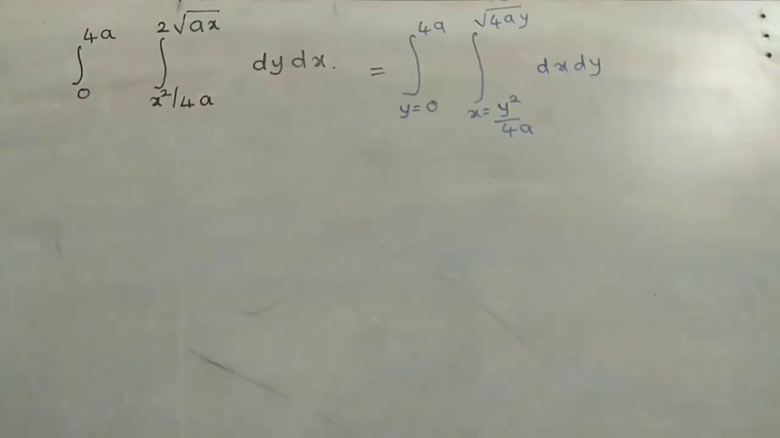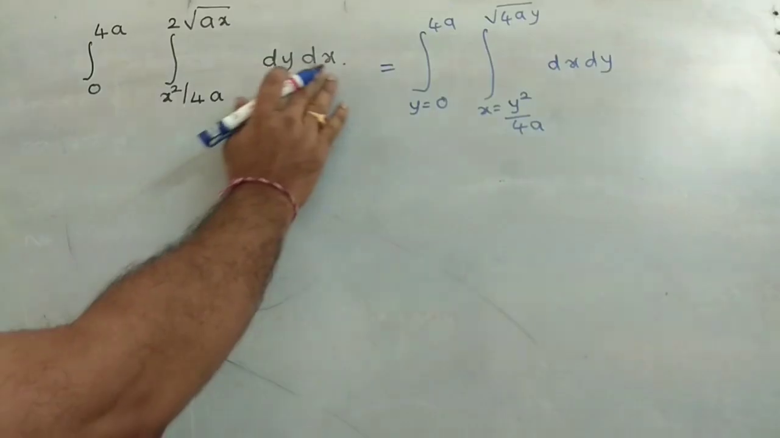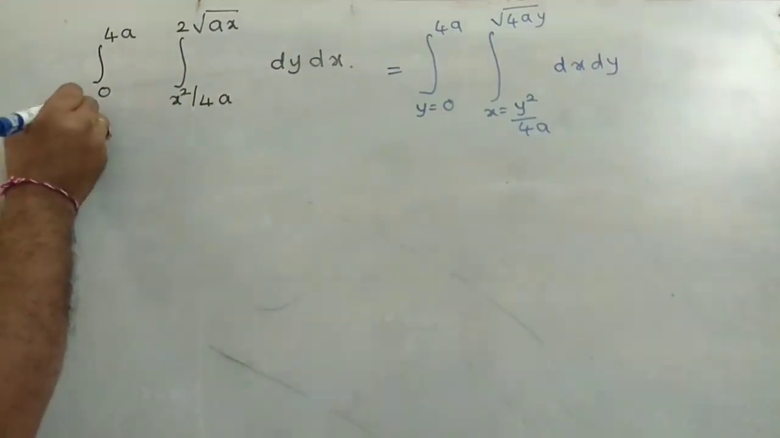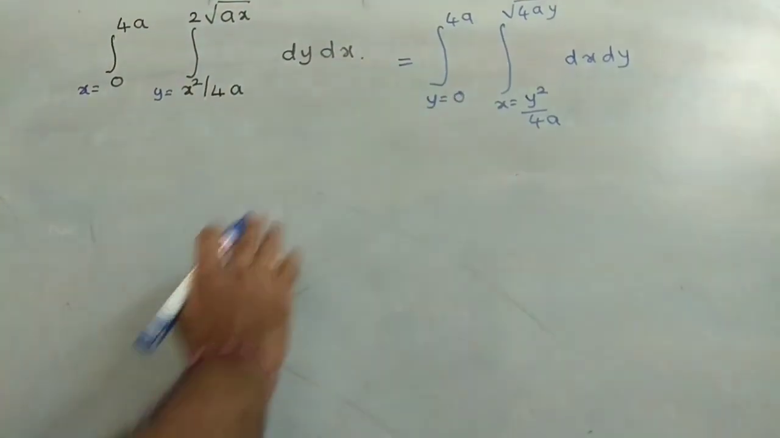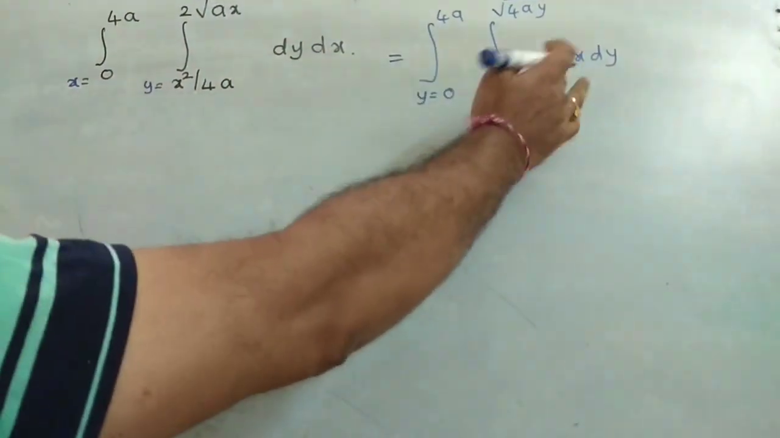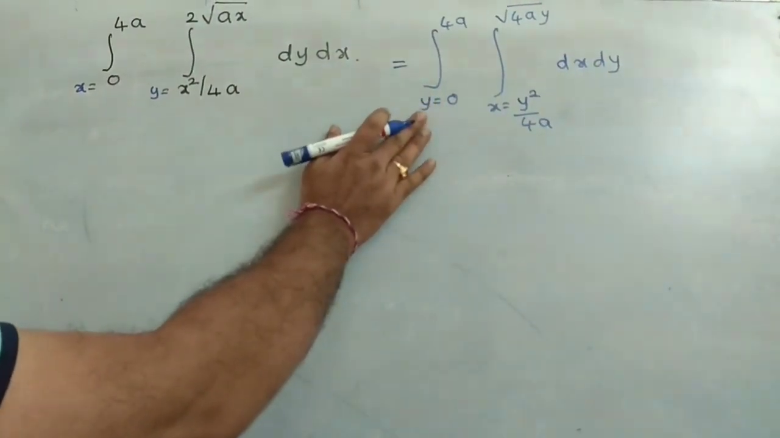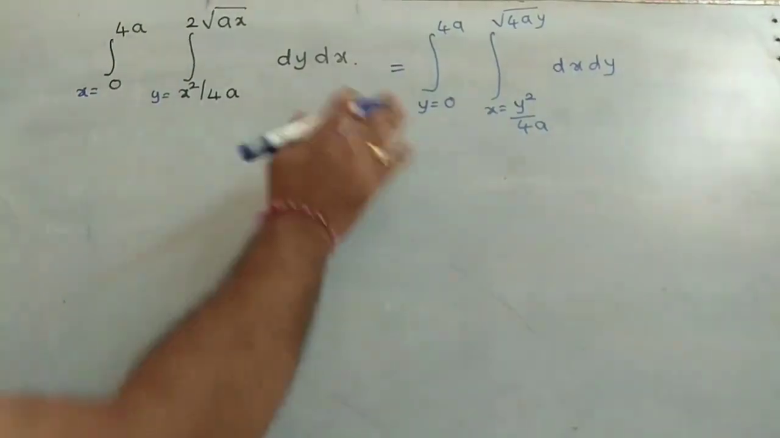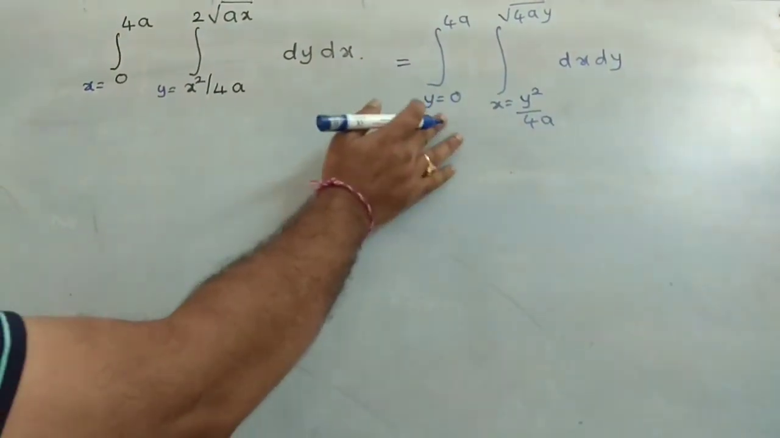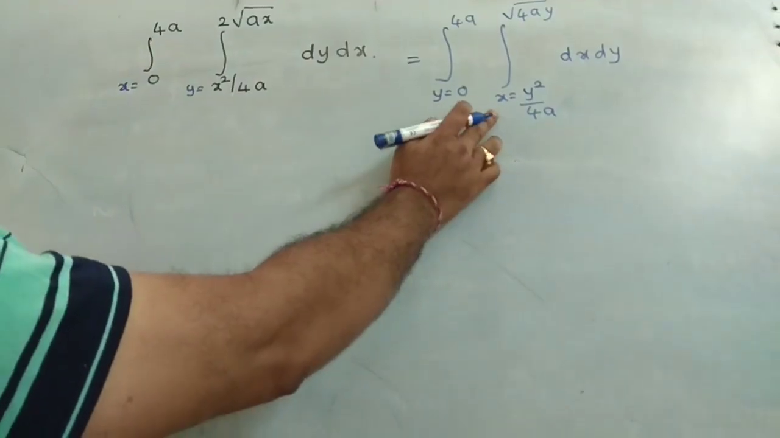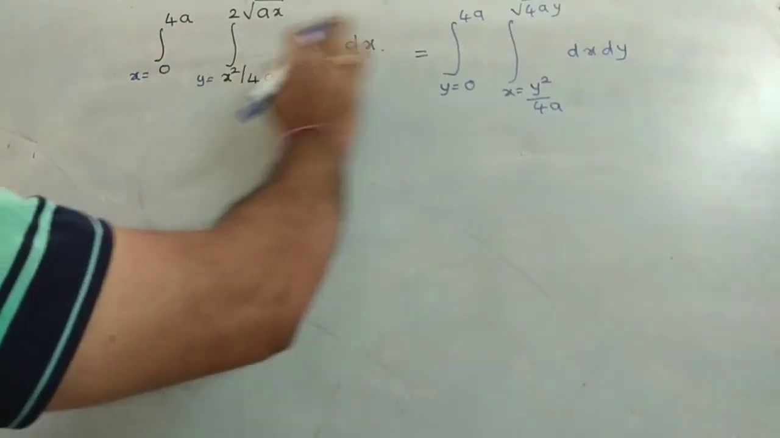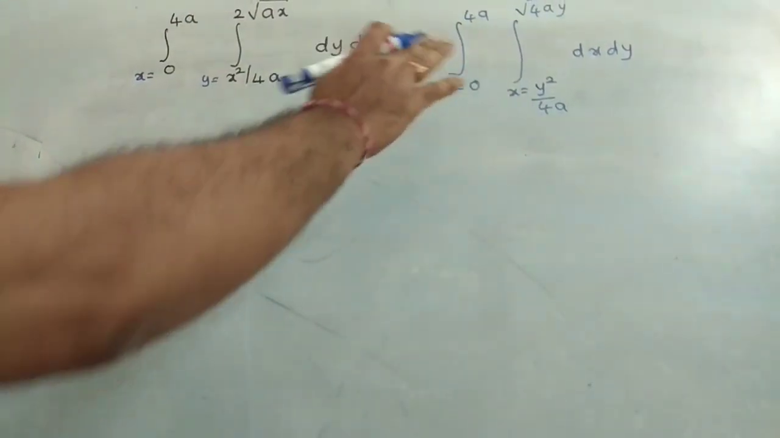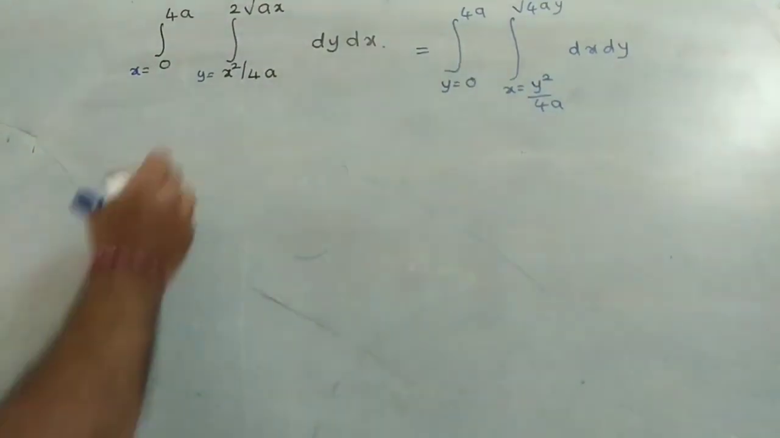Now you consider your given problem. This is your given problem. dy dx means the x integral is inner and the y integral is outer. Now you are changing the order of integration. dy dx is converted into dx dy. First you write the y integral as per our new y limits, 0 to 4a. Next the x limits, y square by 4a to root of 4ay. There is no integrand, it is only 1, and dx dy.